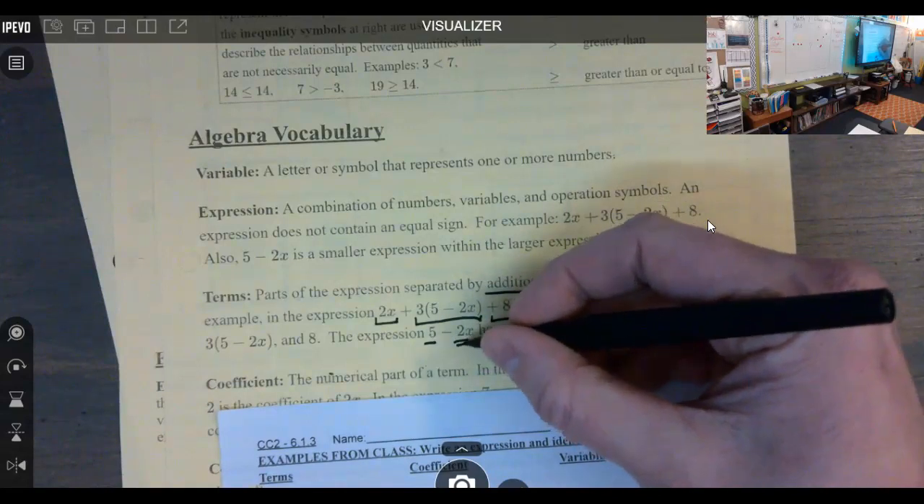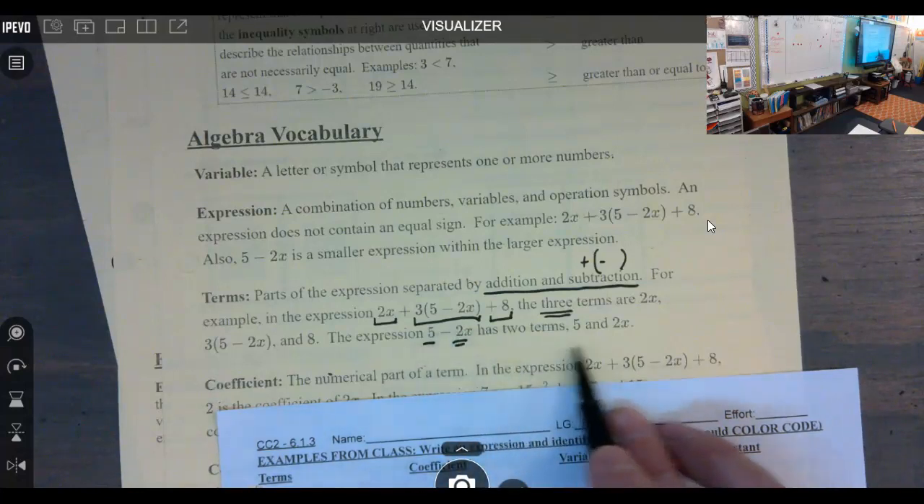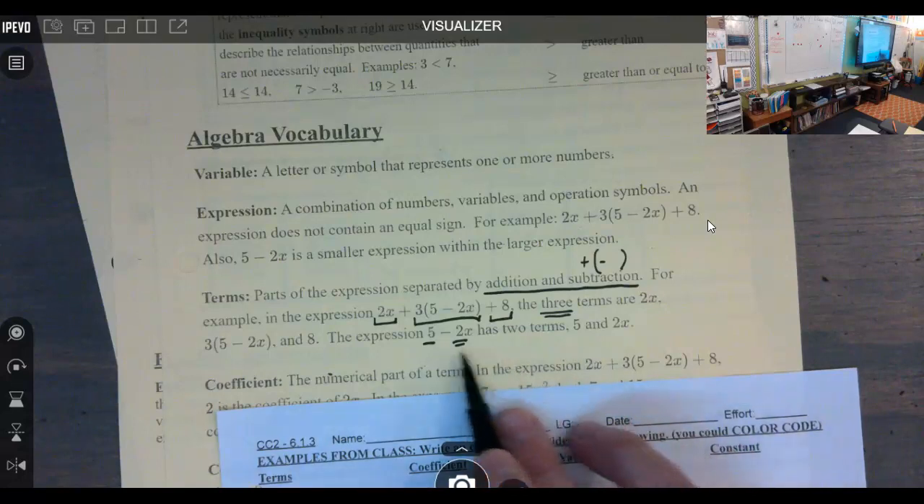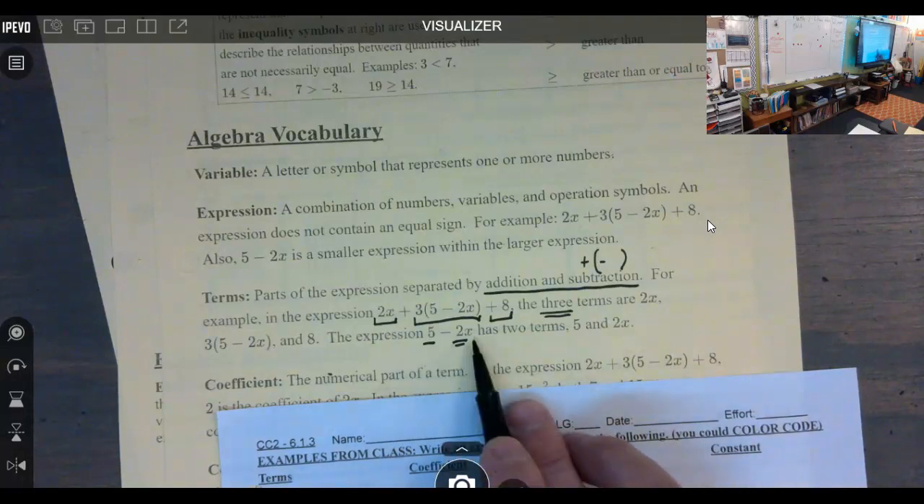This 5 and that 2x are separated by subtraction. Really, we know that's 5 plus a negative 2x. But because CPM's definition is calling this a subtraction, they just call that 2x. But either way, there are 2 terms here.